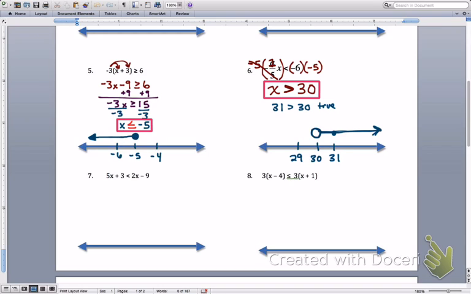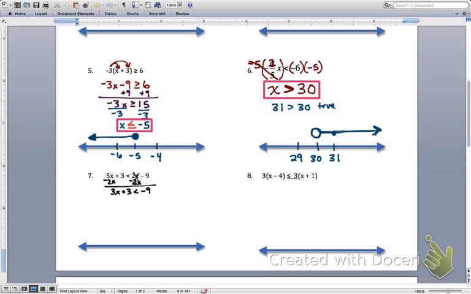Number 7, first thing I need to do is get my letters on one side, my numbers on the other. So I like to keep my x's on the left, so by doing that, I'm going to subtract 2x from both sides. 5x minus 2x is 3x. I have +3 is less than, those canceled, -9.